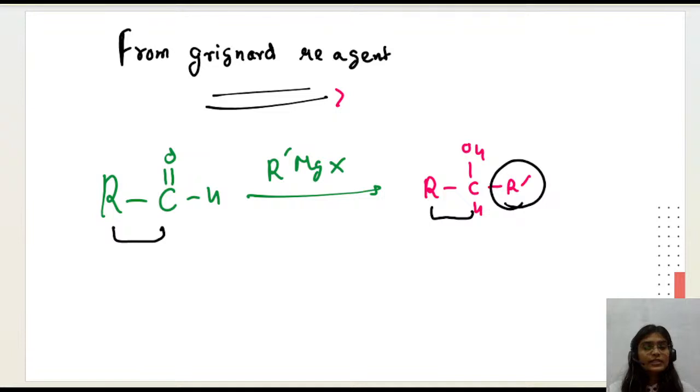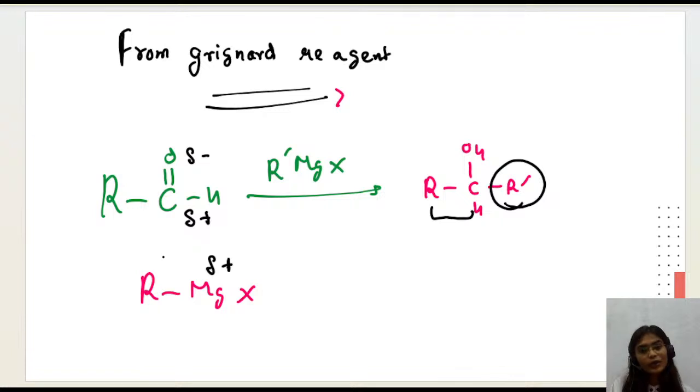Okay, so how about the mechanism there? If you observe this, look at this: this carbon is partially positively charged, right? And this oxygen is partially negatively charged. Similarly, if I'm considering the RMgX, you know very well that magnesium is a metal, so the metal gets a positive charge and R gets a negative charge. This is how the charge arrangement is, so it's obvious how the reaction is going to take place.